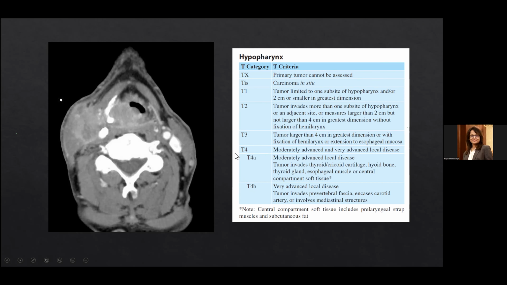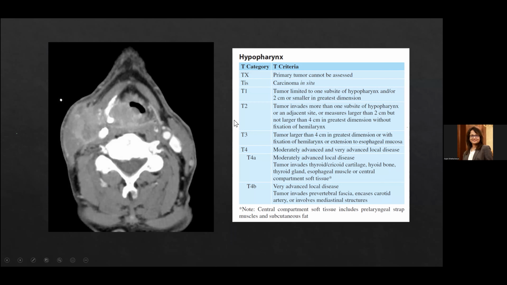So we have to look at the extension, and if there is a thrombus in the IJV, we have to look at the skull base, at how much superior the disease is extending. In any case, hypopharyngeal carcinomas primarily do not undergo surgery at first if this is a large bulky disease. But still we need to look at the nodal mass and the primary disease.